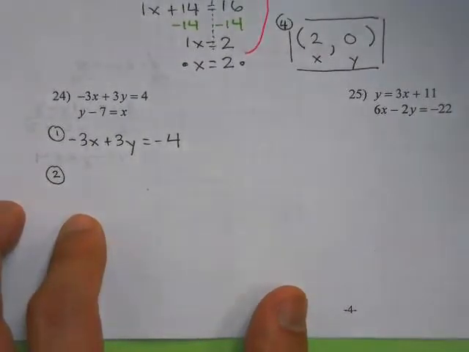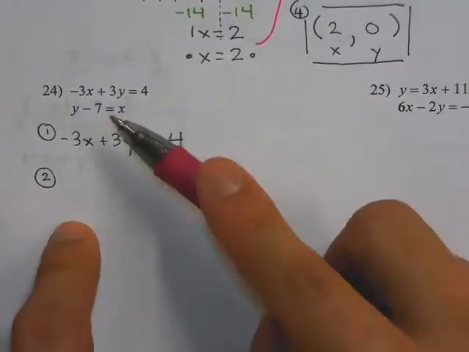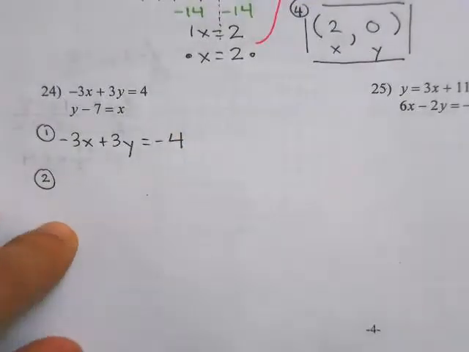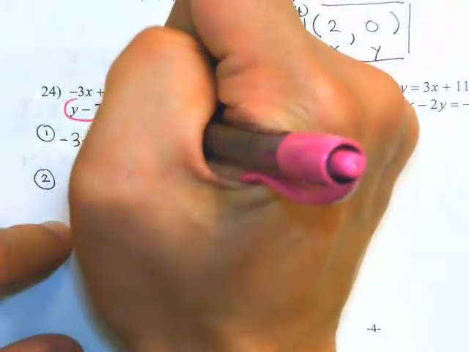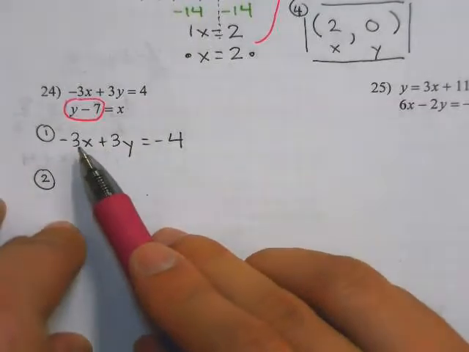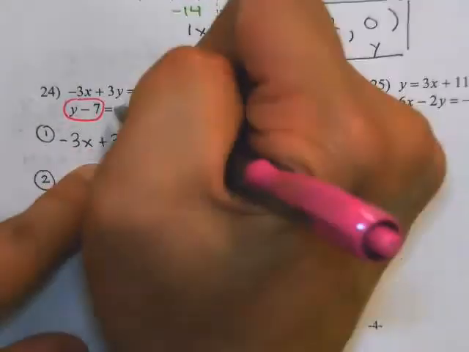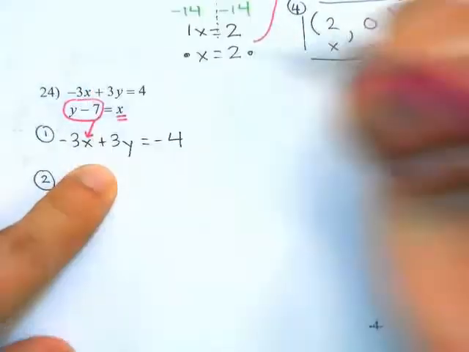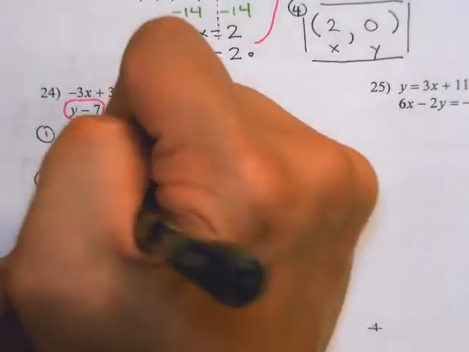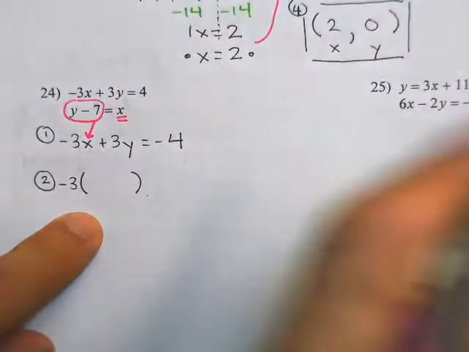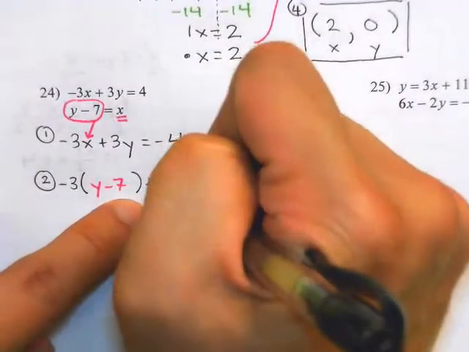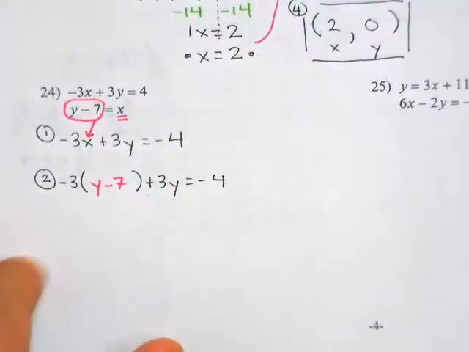That bottom equation is looking a little bit weird, but notice one variable is already solved for, so this is x equals. So I'm just going to take the y minus 7. Where are we going to plug in the y minus 7? On the y or in the x? In the x, because this is x equals. So same steps as the other two. Negative 3, y minus 7, plus 3y equals negative 4.